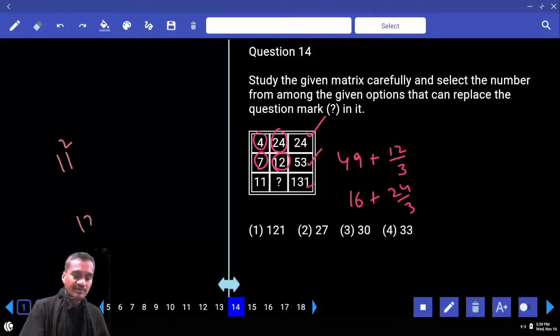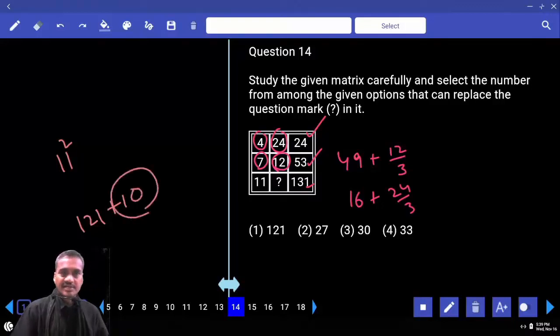11 square is 121, plus how much is added? 10 is added. As you are adding 10, here a number, 30. 30 divided by 3, that is 10. Correct? A number divided by 3 must come, the middle number. Now here 30 is the number. 30 divided by 3 is 10. 11 square plus 10, 131. Correct? Choice 3 is the answer.